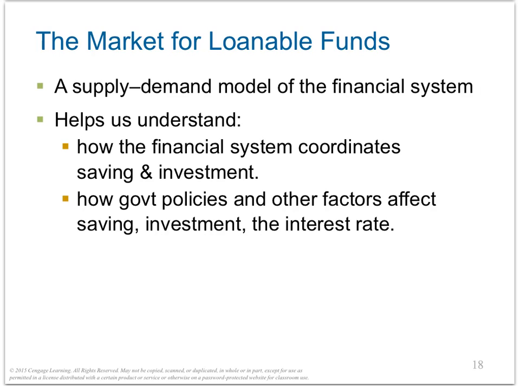So the assumption of a single financial market, of course, is not literally true. As we have seen, the economy has many types of financial institutions, but we are trying to simplify the model so we can explain it. For our purposes here, we can ignore the diversity of financial institutions and assume that the economy has a single financial market. Okay? So, why do we need this model? Because it helps us understand how the financial system coordinates saving and investment. And the second thing, we will look at how government policies and other factors affect saving, investment, and interest rate.